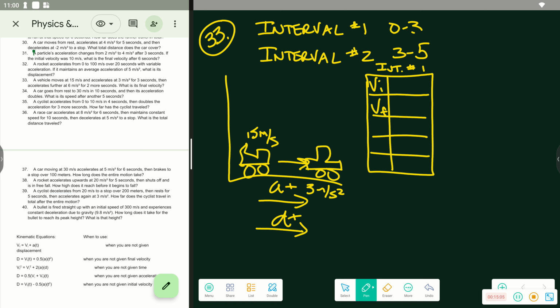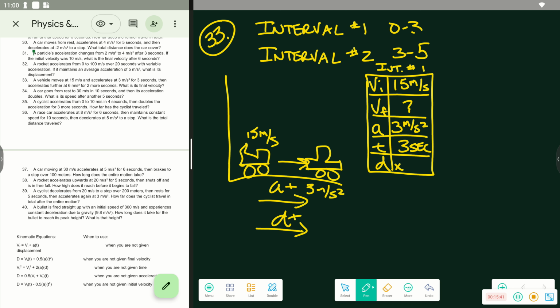VI, VF, A, T, D. What's the initial velocity? Good, 15 meters per second. Final velocity? Solving for it. Acceleration? 3 meters per second squared. Time? 3 seconds. Displacement? Don't need it, because you're not being asked for velocity or for displacement.